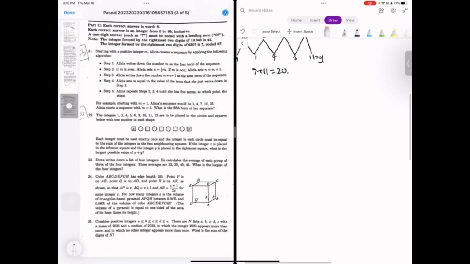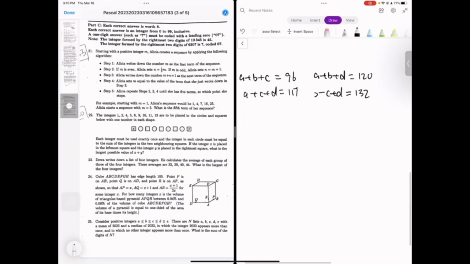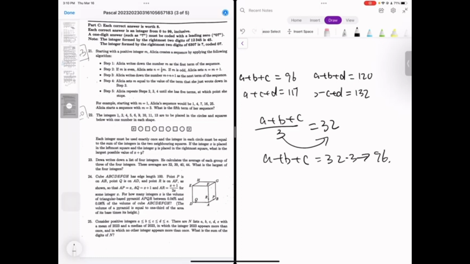So 23, let's just express those four numbers as integers a, b, c, and d. After visualizing the relationship, we can get these four equations. The reason is we know that a plus b plus c divided by 3 is 32, and so on. So we just move the 3 to the side, and it becomes a plus b plus c equals 32 times 3, and that is 96.